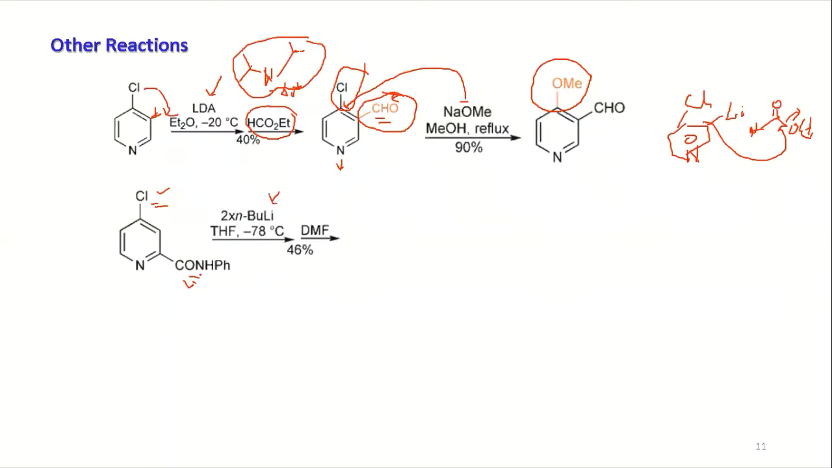So that N minus is stabilized because you have a C double bond O here, the carbonyl C=O. That's why you need to use excess butyl lithium, and the preferable position will be this one because you have both sides: you have chlorine here, and you have another lithiating group.